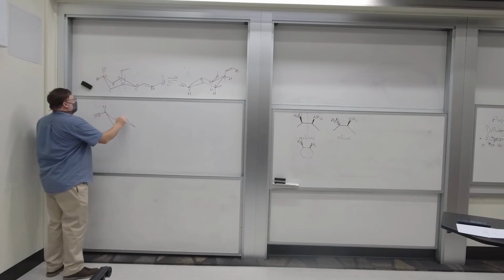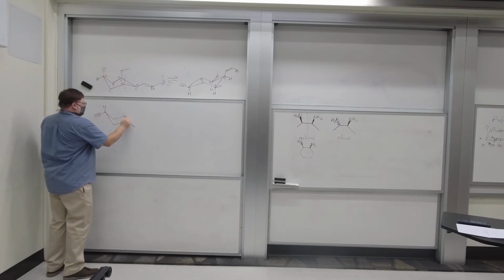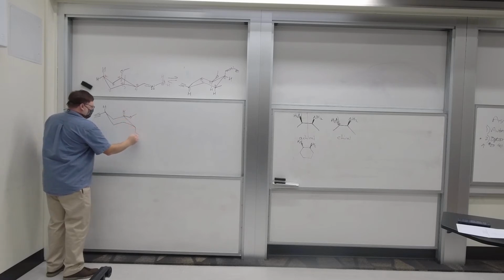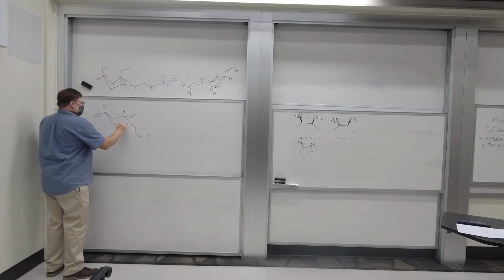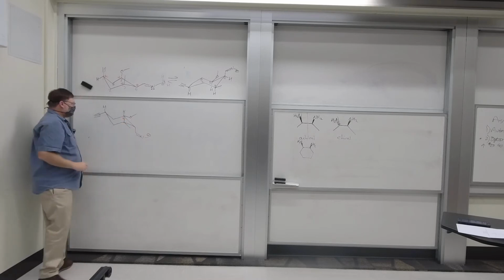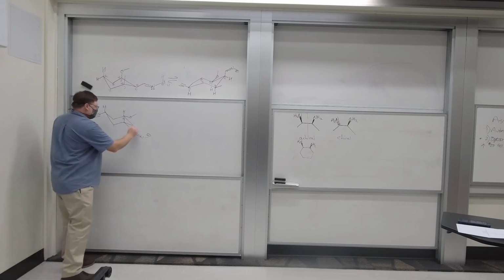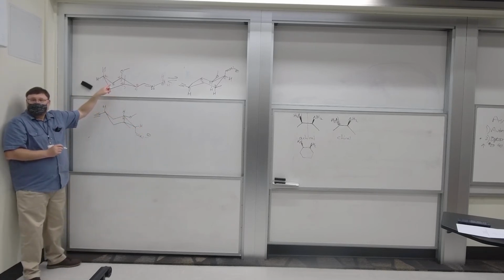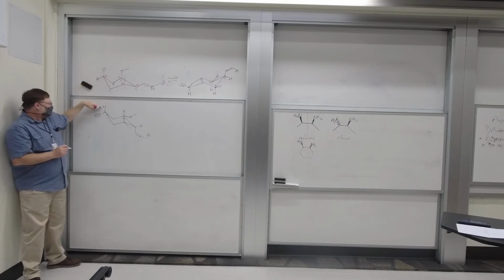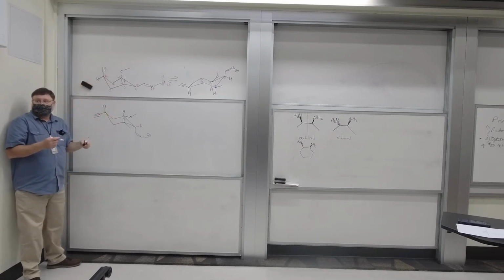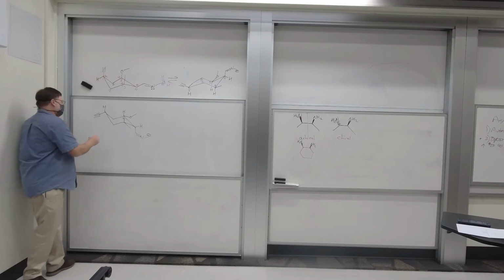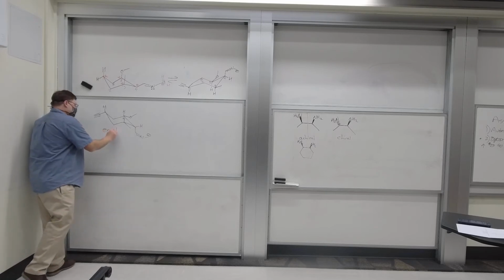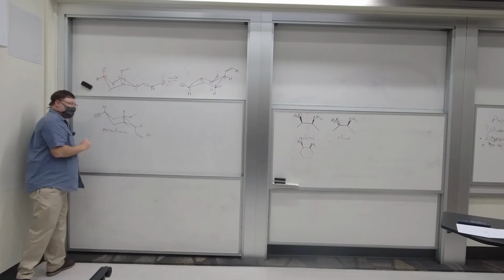2 and 6. So I drew the chair exactly the same. And then on every position, I switched out axial and equatorial. I just did the next thing you're supposed to do. I drew the enantiomer.